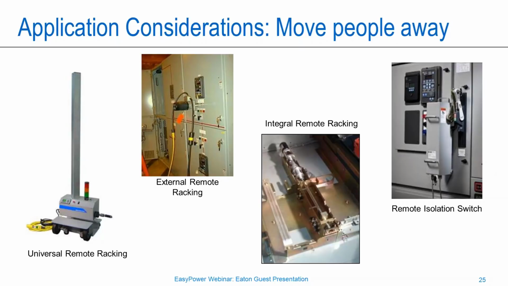And at the right, I've shown a typical medium voltage motor control center where there might be an isolation switch, and in this case there's a door mounted operator to open and close the isolation switch from a remote pendant station, again moving the operator outside the flash protection boundary.